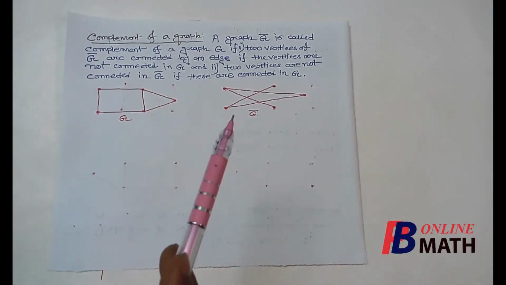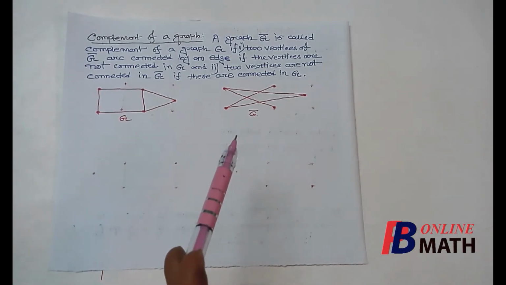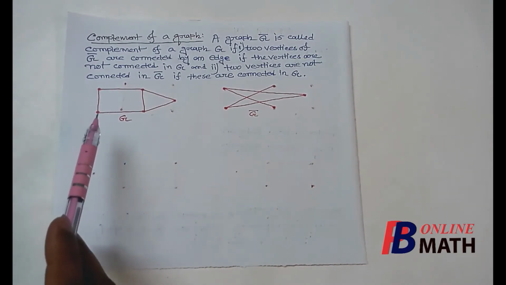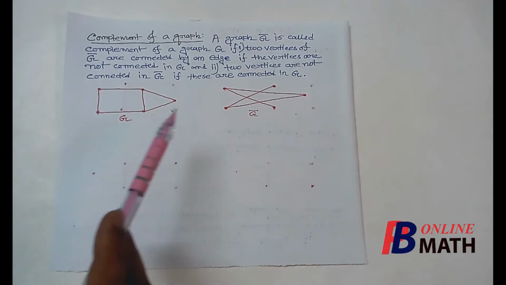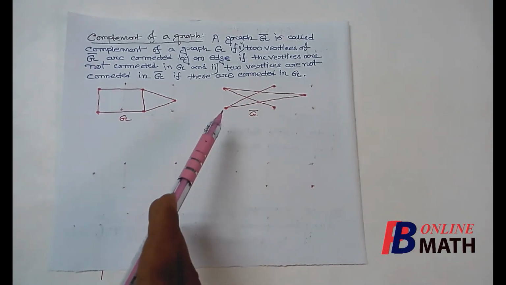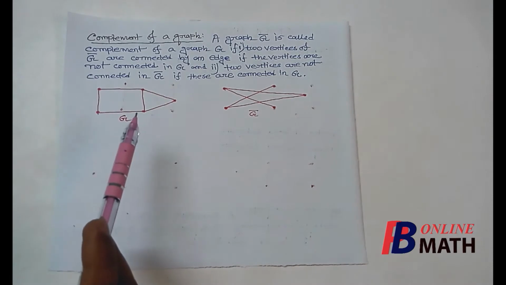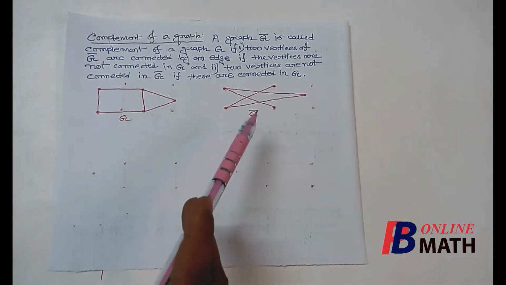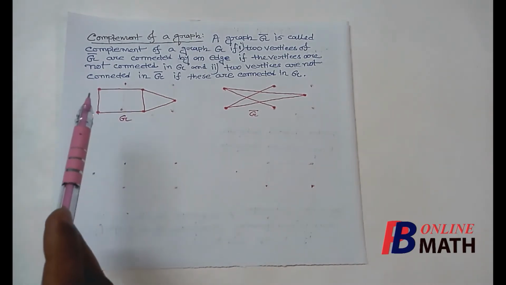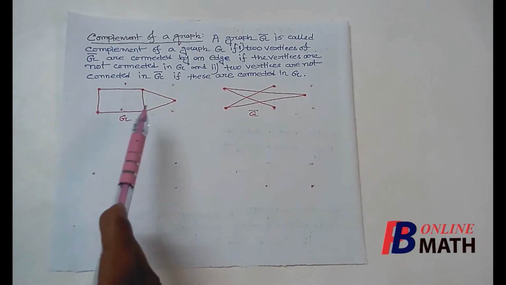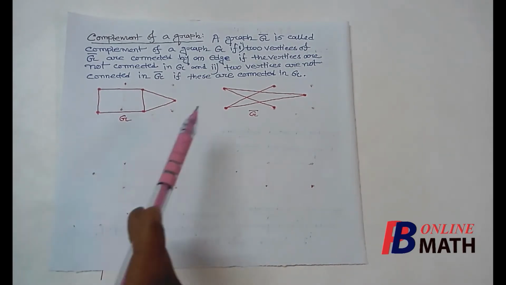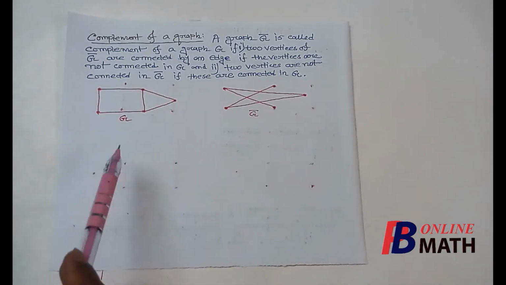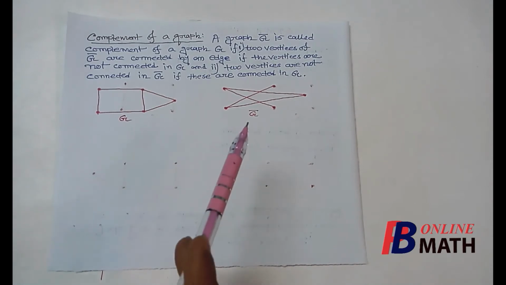And we connect any two vertices of G bar if these two vertices are not connected in G. Now here we find that these two vertices are not connected, so we connect these two vertices by an edge. Similarly, these two vertices are not connected in G, so we connect these two vertices. And finally, these two vertices and these two vertices are not connected in G, so we connect them by edges. Thus we have computed G bar.